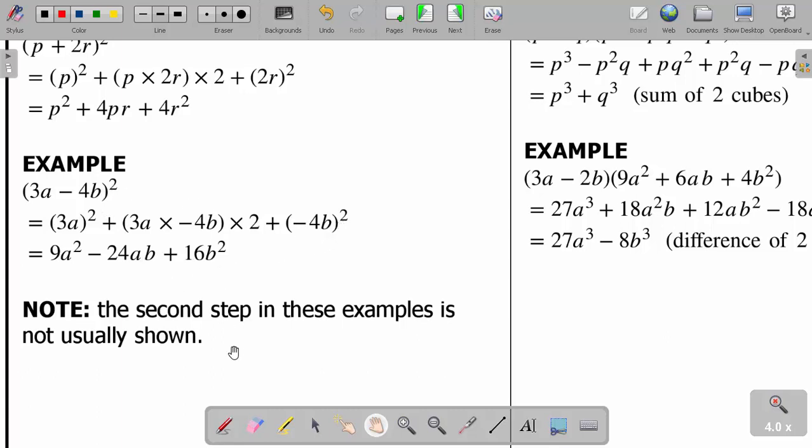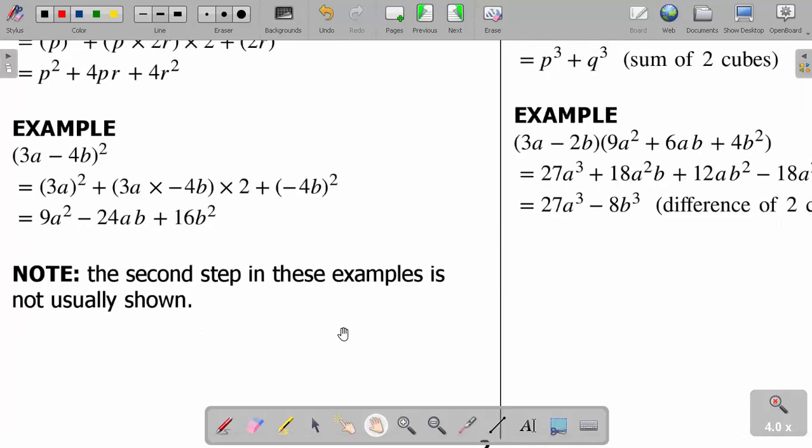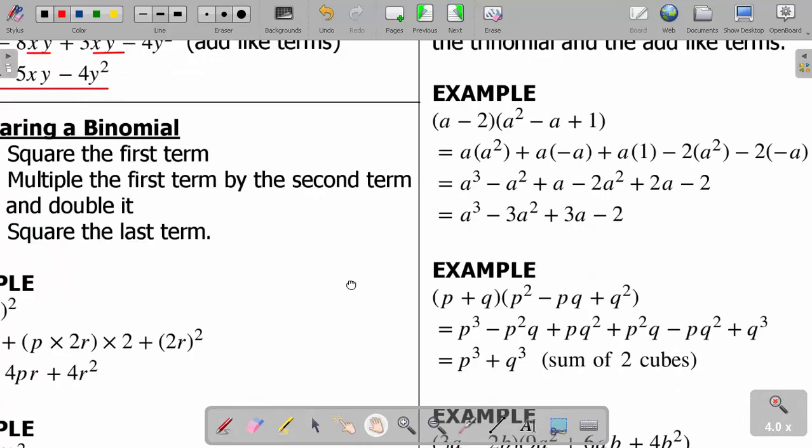Then we are done. So note the second step in these examples is not usually shown. Sometimes we just do it in our head and write the final answer to make our mathematics more interesting. Hope we are together.